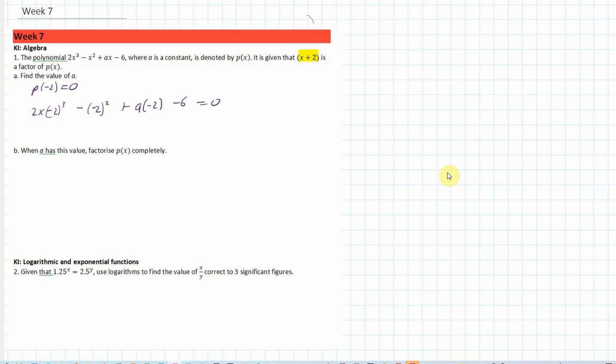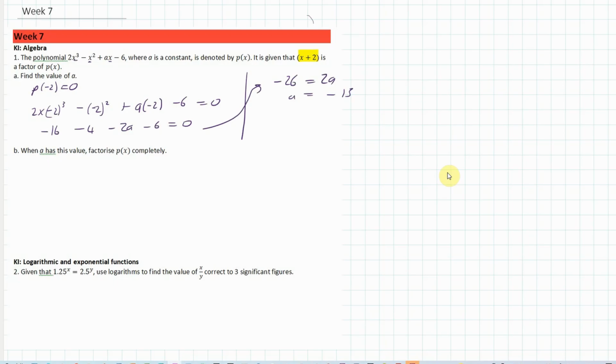And all I'm doing here, guys, is just putting in negative 2 for every value of x in the formula. So we get negative 8, so it's negative 16, minus 4, minus 2a, minus 6 equals 0. And if we just, what do we get? Negative 26. Negative 26 equals 2a, and a should be equal to negative 13. I think that's what it is.